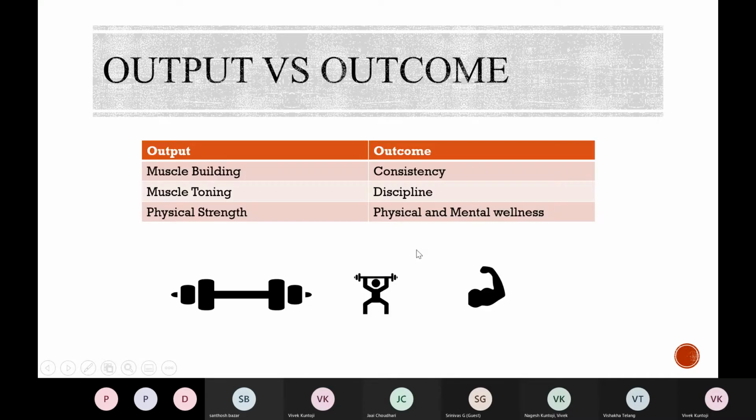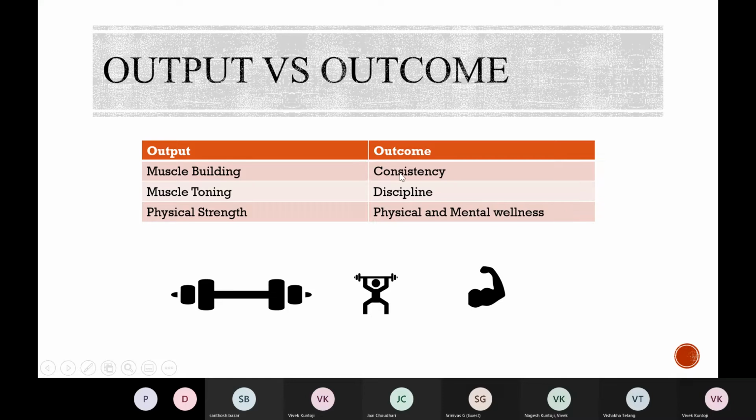And if I have to simplify it further, I would like to give an example of a gym. When people go for a gym or a workout or CrossFit, whatever it could be, what you get immediately is the output. So what is the output of going to the gym? You will have muscle building, muscle toning, and physical strength. But what is your outcome of going to the gym?